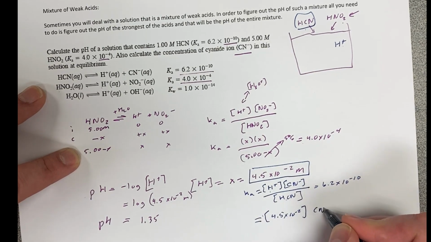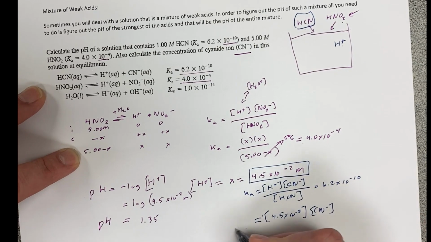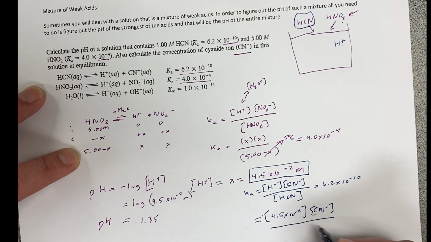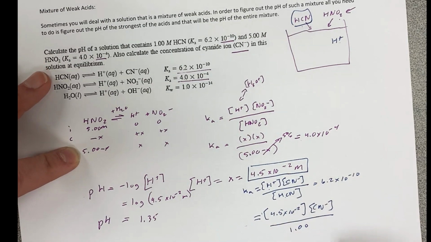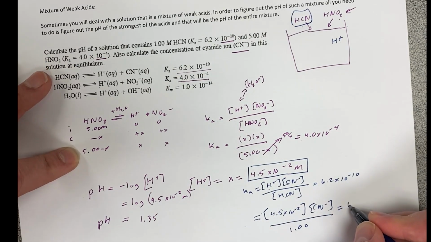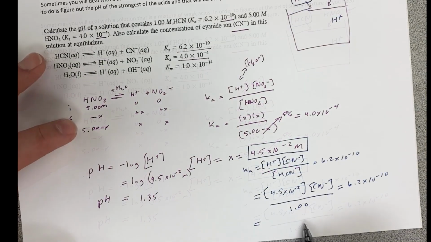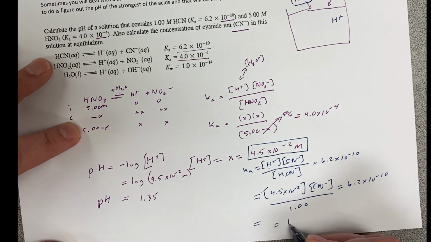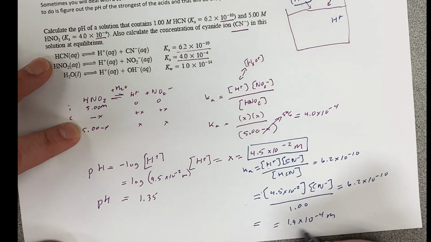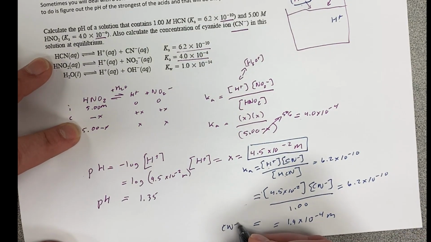We are trying to solve for CN minus, and we know what our Ka value is, and we know what our HCN value is, which is 1.00. All of that is equal to 6.2 times 10 to the negative 10. When you do the math on this, your CN minus concentration ends up being equal to 1.4 times 10 to the negative 4 molar. So the CN minus is equal to this.